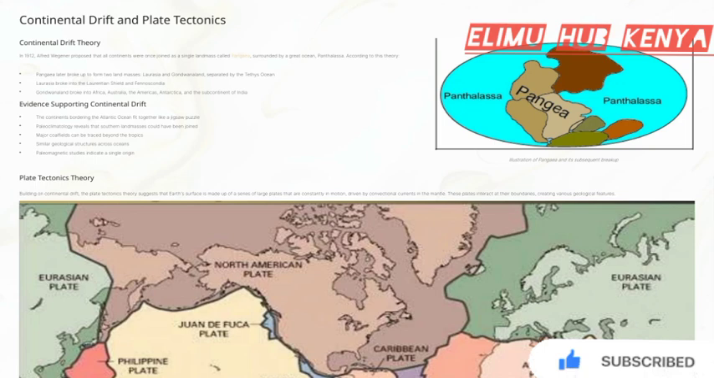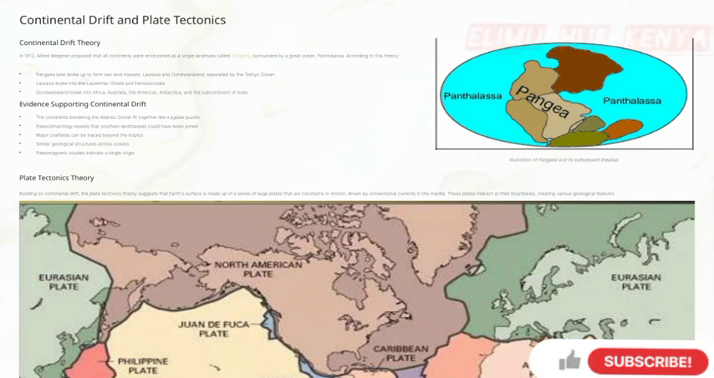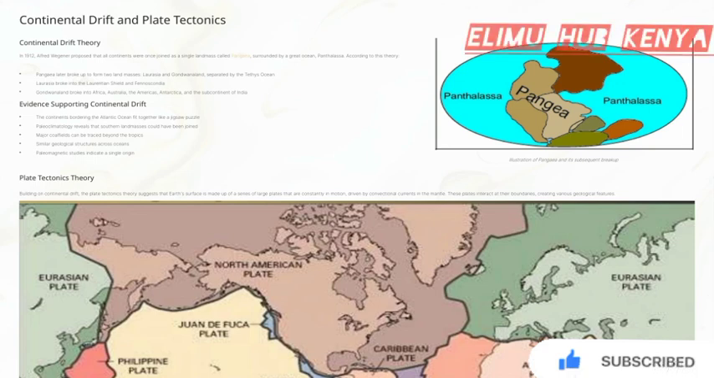Wegener suggested that over time, Pangaea broke apart, leading to the continents drifting to their current positions. He identified two major landmasses that formed from this breakup, Laurasia in the north and Gondwanaland in the south, separated by the Tethys Ocean. Laurasia eventually split into regions like North America and Eurasia, while Gondwanaland fragmented into Africa, Australia, South America, Antarctica, and India.